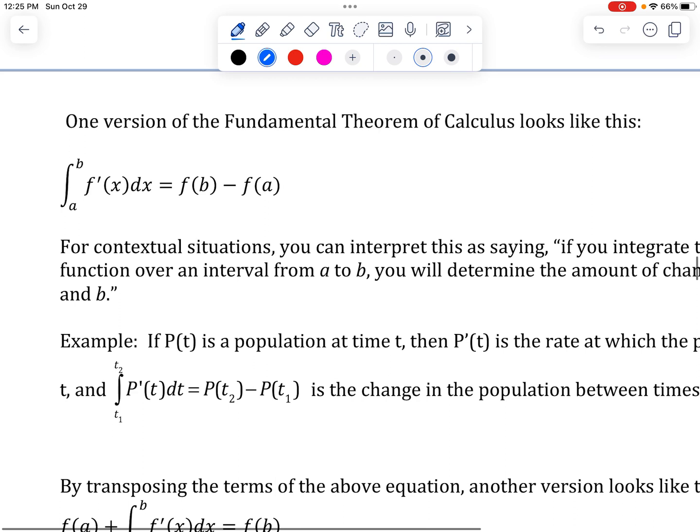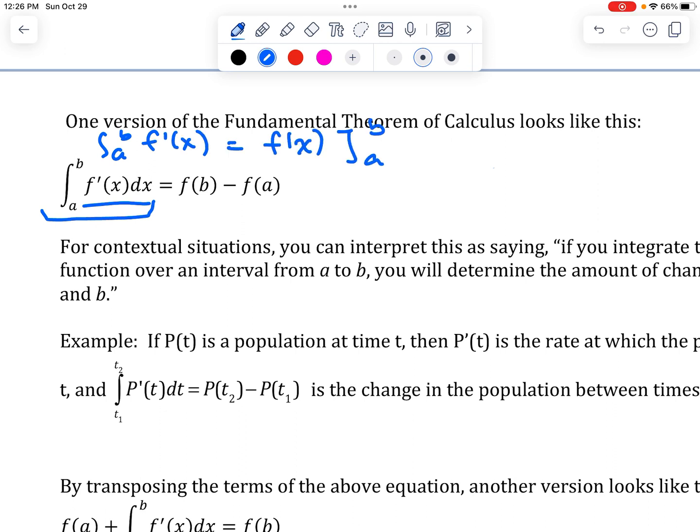So let's go back to notation. Again, this is our definite integral. If we take the antiderivative of f prime, that leads me back to f. The fundamental theorem tells us that if I have bounds, I take the antiderivative, which in this case would be f of x, and then we plug in the upper bound and subtract off the lower bound. This is just the general definition of the fundamental theorem.